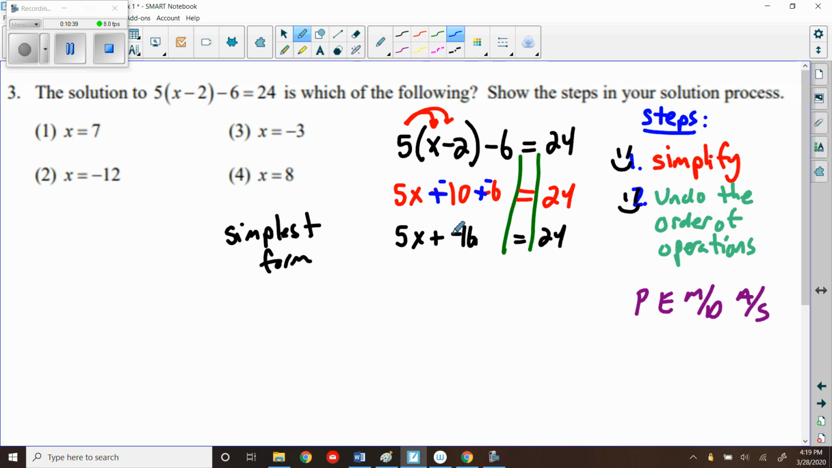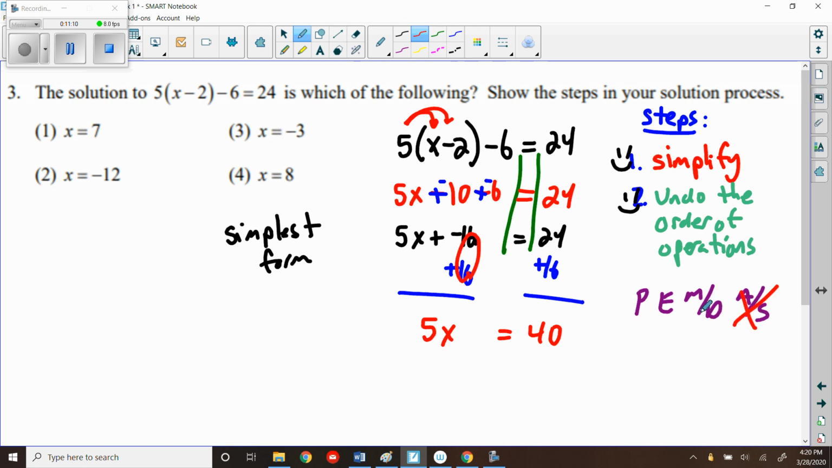Okay, so I'm going to attack the addition and subtraction first. I want this to become 0, and in order to make negative 16 into 0, I'm going to add 16. I'm going to do the same thing to the other side to maintain the balance of my equation. So now I have 5x plus negative 16 plus 16. Well, negative 16 and 16 are 0. 5x plus 0 gives me 5x. And then on the right side, I have 24 plus 16, which is 40.